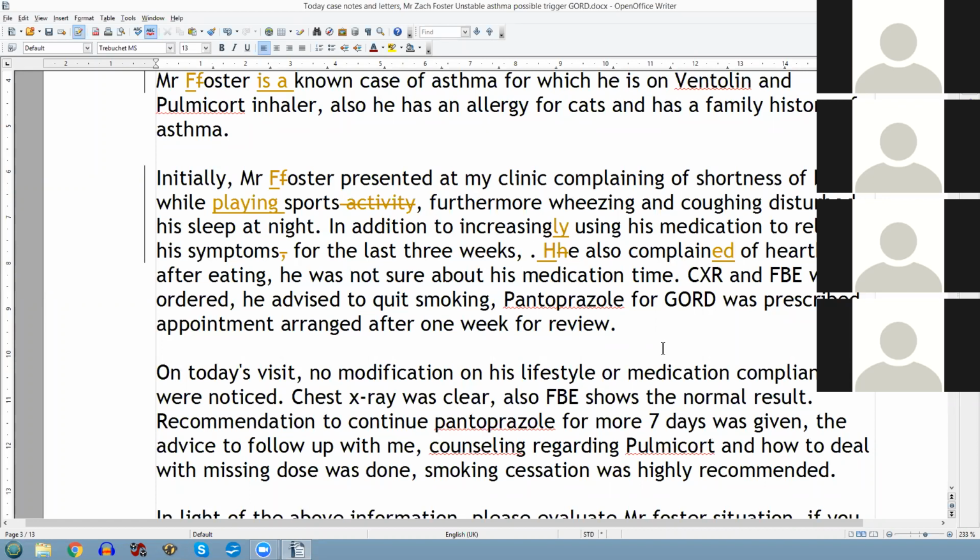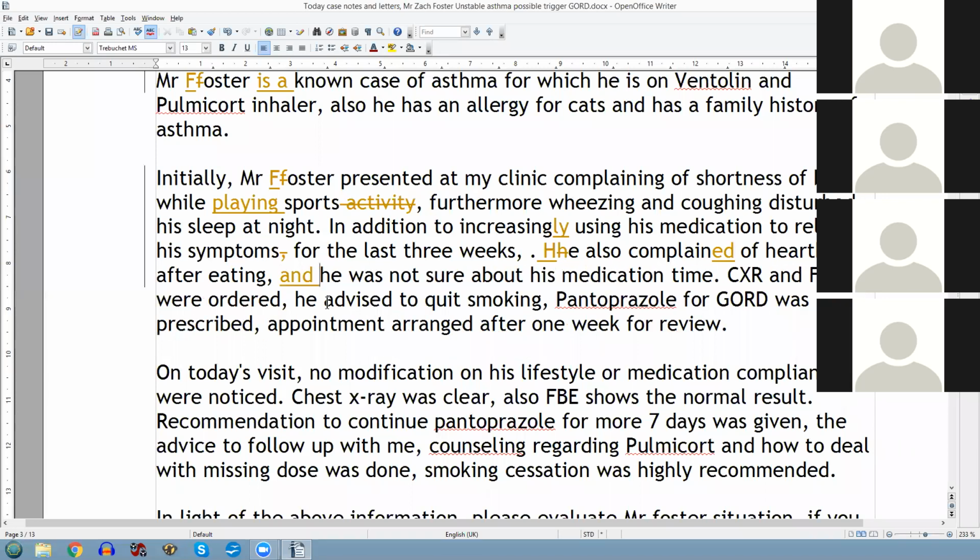He was not sure about his medication time. Well, so we need some kind of conjunction. He also complained of heartburn after eating, and he was not sure, or something else, right? So we need something. You can't just have he was not sure as a subordinate clause. That doesn't work. CXR and FBE were ordered.